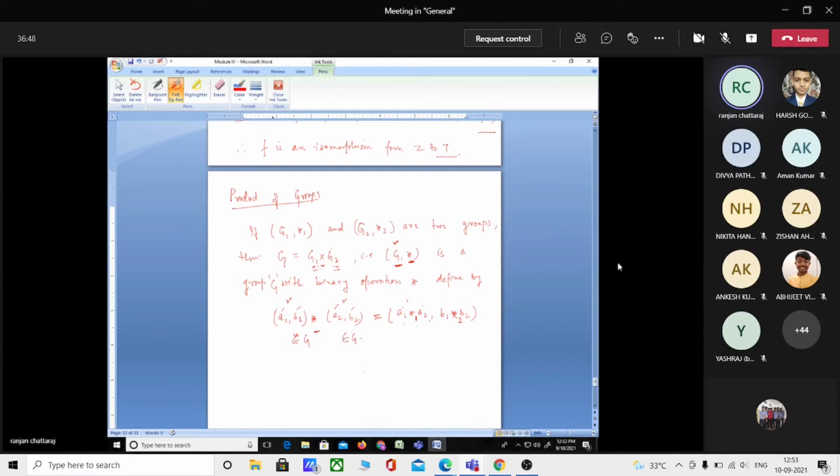That means A1 and A2 both are elements of G1. And B1 and B2, taking the cross product, belong to G2. So this belongs to G1 and this belongs to G2. So when you take the Cartesian product of these two, then again these elements belong to G1 and G2.